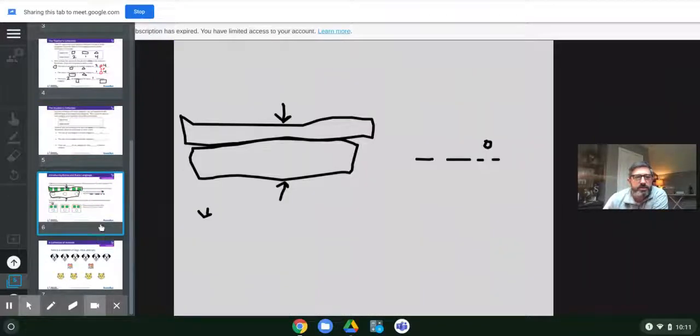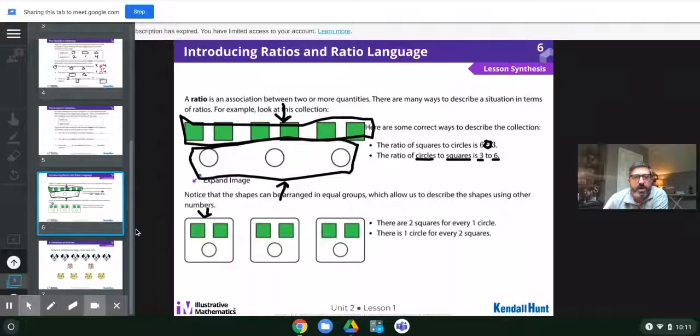All right. So then to summarize what we talked about, and again, this is just a quick summary of what we just mentioned. The definition of a ratio is an association between 2 or more quantities. So there are many ways to describe a situation in terms of ratios. And what that means, like we just talked about, we took shapes and we sorted them or put them into groups based on similar characteristics. And then we counted the number of each of those categories.